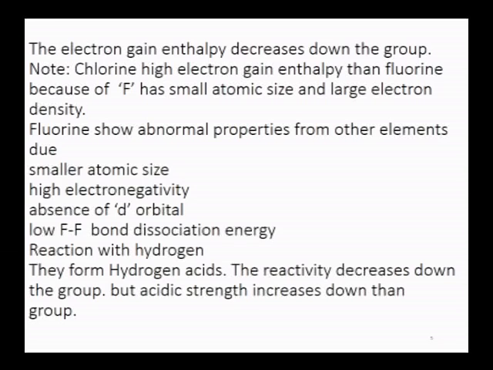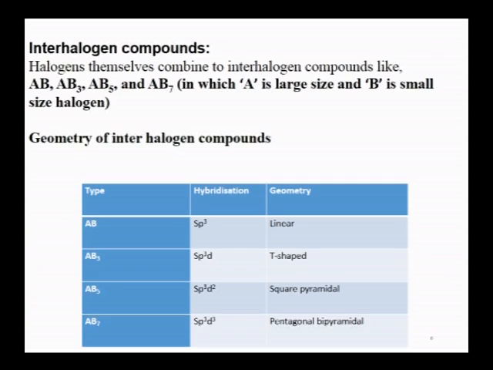Halogens react with hydrogen. They form hydrogen acids. The reactivity decreases down the group, but acidic strength increases down the group. Interhalogen compounds. Halogens themselves combine to form interhalogen compounds like AB, AB3, AB5, AB7, in which A is the larger size halogen and B is the smaller size halogen.